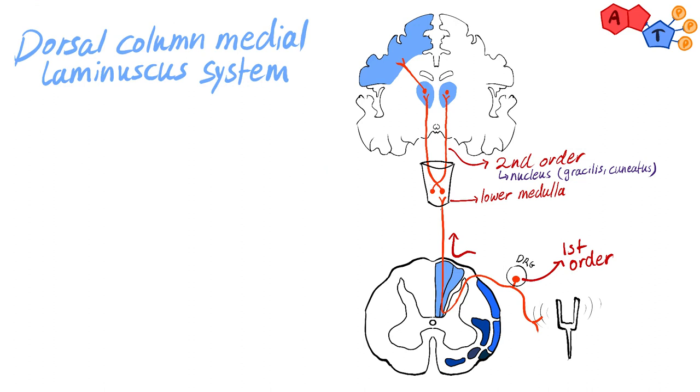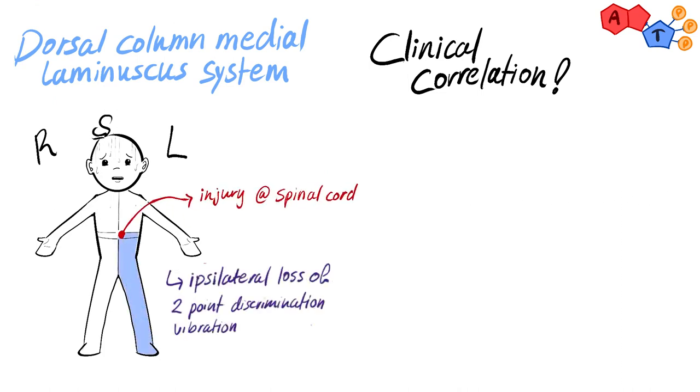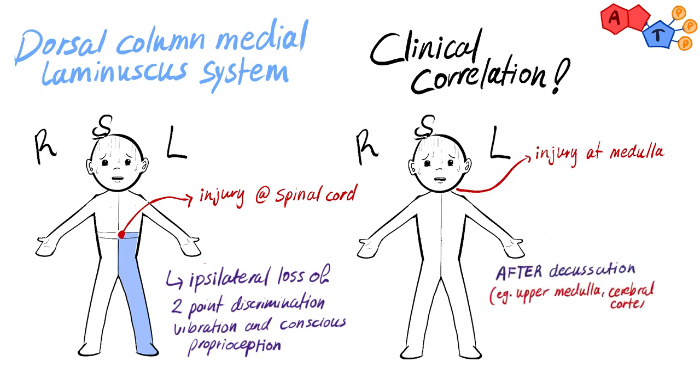The second order neuron in the medulla will then decussate, or cross, to the contralateral side until it reaches the VPL nucleus, or ventral posterolateral, in the thalamus. From there it will synapse and a third order neuron will carry the information to higher centers in the cerebral cortex. So here, if we have an injury to the spinal cord, the patient will have ipsilateral loss of two-point discrimination, vibration, and conscious proprioception below the level of the lesion. But if the injury is at the level of the medulla or after the decussation, then the patient will suffer from loss of these sensations in the contralateral side.